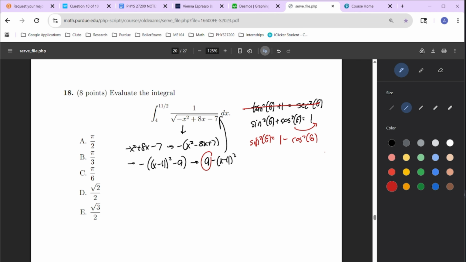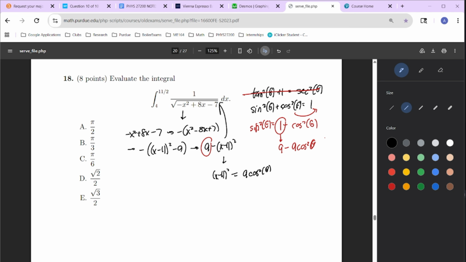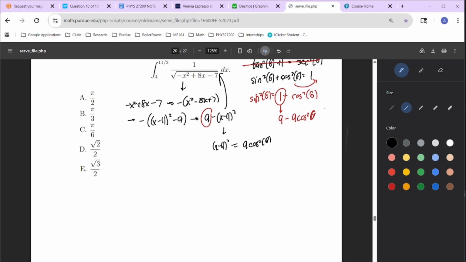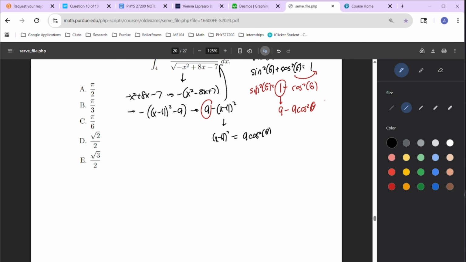But what we have is a 9 compared to a 1. Well, what do we do then? We know that if this value in this trigonometric identity is 9, that means that the coefficient in front of the cosine squared of theta must also be 9, right? If that's the case, then that means that x minus 4 squared here must be equal to 9 cosine squared of theta. Now, remember that in order to make the trigonometric substitution, we need to figure out how to represent the variable x in terms of theta, right?